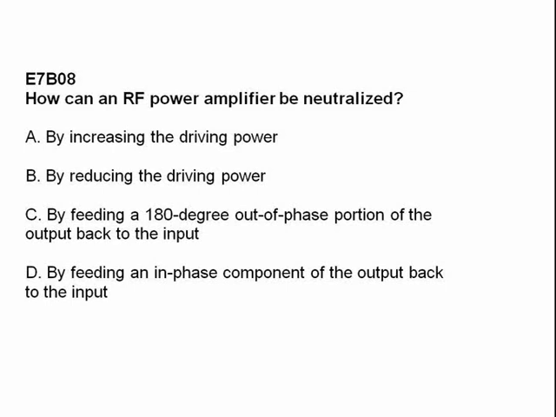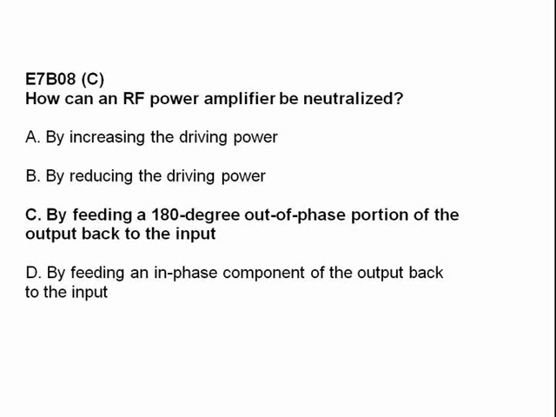How can an RF power amplifier be neutralized? A, by increasing the driving power. B, by reducing the driving power. C, by feeding a 180-degree out-of-phase portion of the output back to the input. Or D, by feeding an in-phase component of the output back to the input. The answer is C, by feeding a 180-degree out-of-phase portion of the output back to the input.